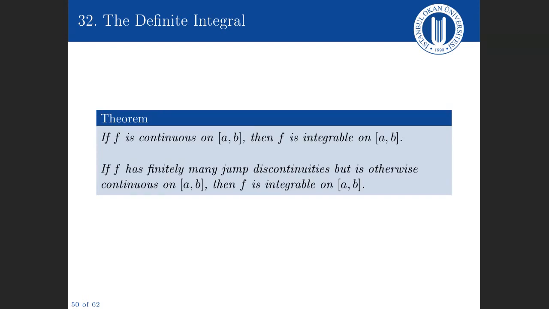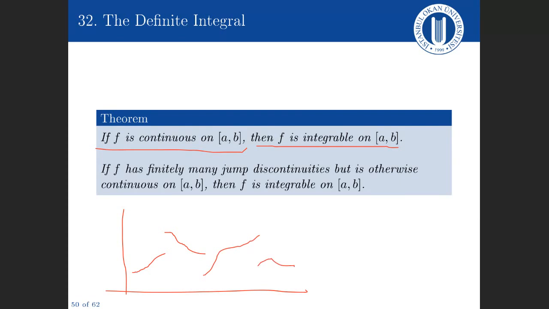A theorem. If f is continuous on a closed interval from a to b, then f is integrable from a to b. In other words, all of the nice continuous functions, all of the functions that we can draw without lifting our pen from the paper, are integrable. If f has finitely many jump discontinuities, in other words, if the function looks like this, we have a continuous bit, and then we jump, and we have another continuous bit, a jump, a continuous bit, and so on. If the function looks like this, with finitely many continuous pieces, then the function is also integrable on this interval.